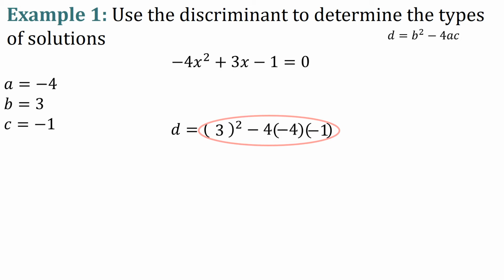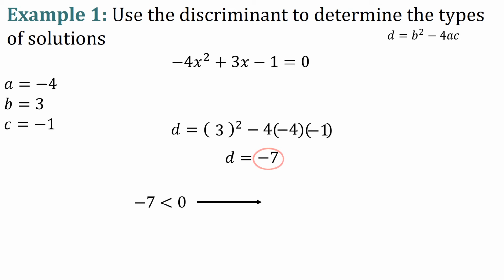So it'll end up being, if you were to do it mentally, 3 squared is 9. And then you have negative 4 times negative 4, which is a positive 16, times a negative 1, which is a negative 16. So 9 minus 16 is negative 7. Now, negative 7, is it greater than 0, less than 0, or equal to 0? It's negative, which means it's less than 0. In turn, that means that we have two imaginary solutions.